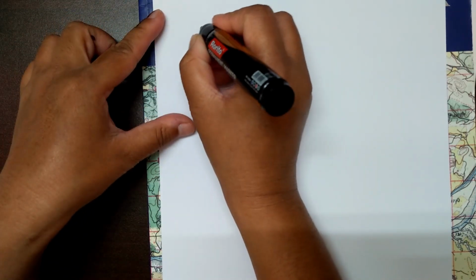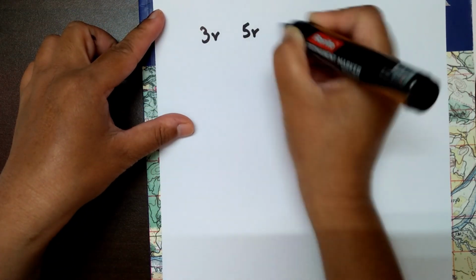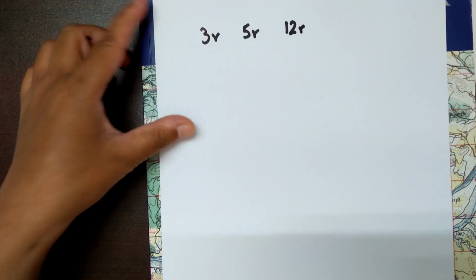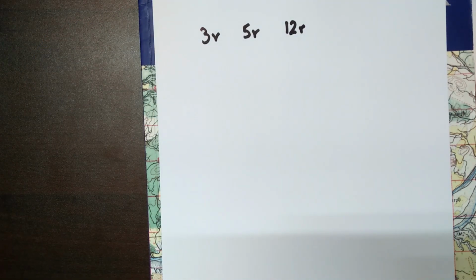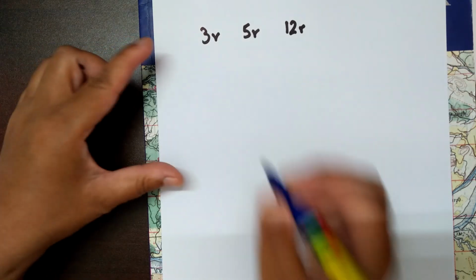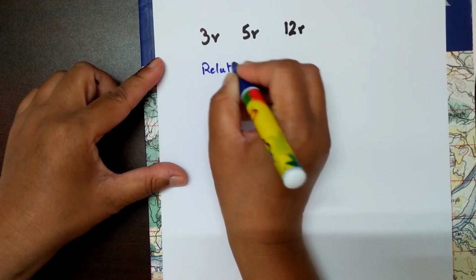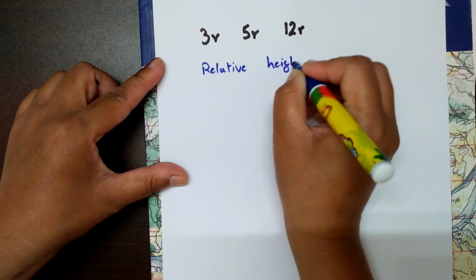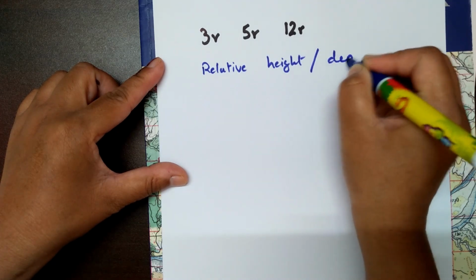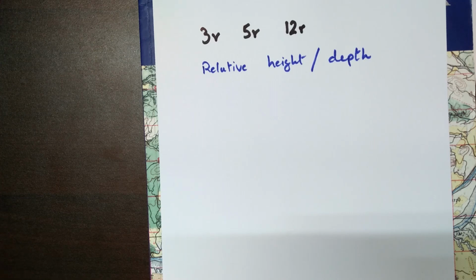Next, you might have noticed 3R, 5R, 12R in your topo sheet map. So what does this indicate on a topo map? This is the relative height or depth. If you see this R, it is indicating the height of that particular place. Most of the relative heights or depths are taken of a river, a sand dune, a well, an embankment.